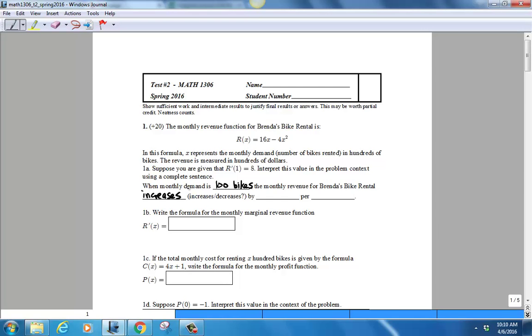This value is always going to relate to the output from the marginal revenue function. So the output here is 8. That's going to be the same as the output from the revenue function, which is hundreds of dollars. So what you should have written in here is that the revenue is increasing by 800, and don't just say 800, you want to say it's $800. So be sure to put in the unit of measure.